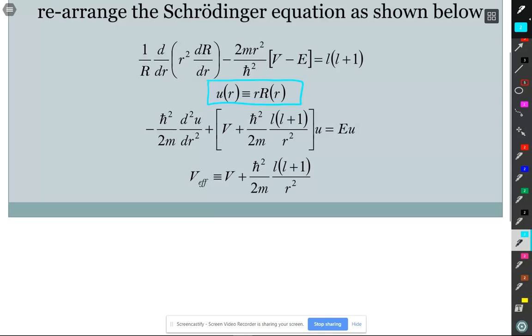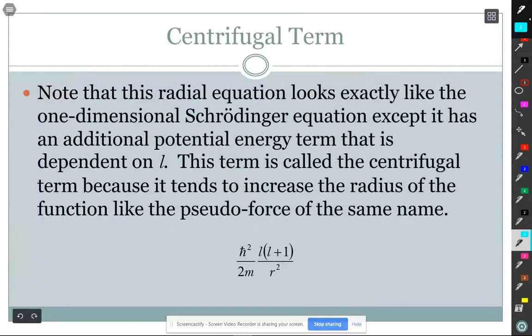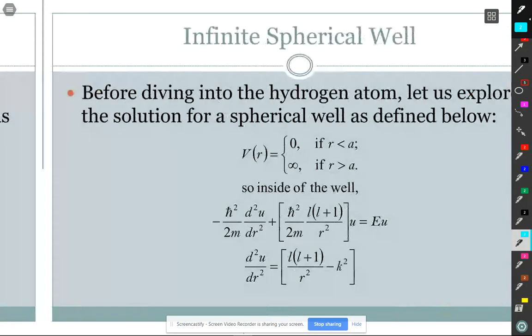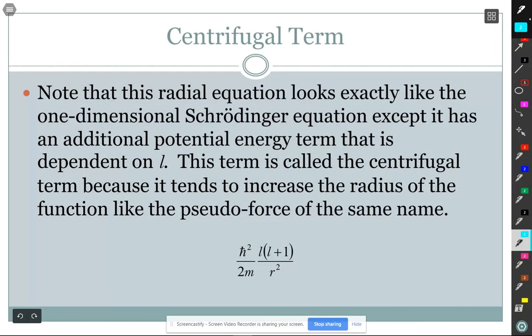And so the effective potential is the actual potential, what we've already learned, plus this centrifugal term. By the way, notice, if L equals 0, there is no centrifugal term.